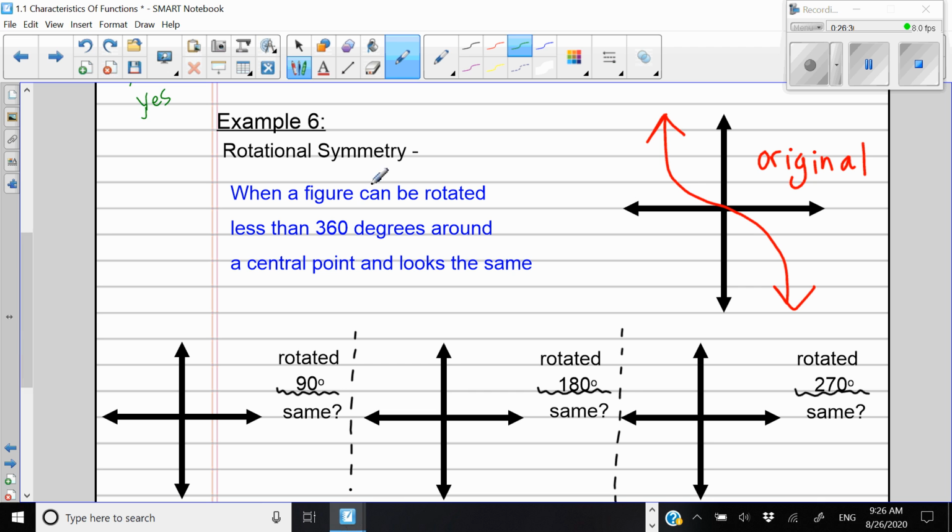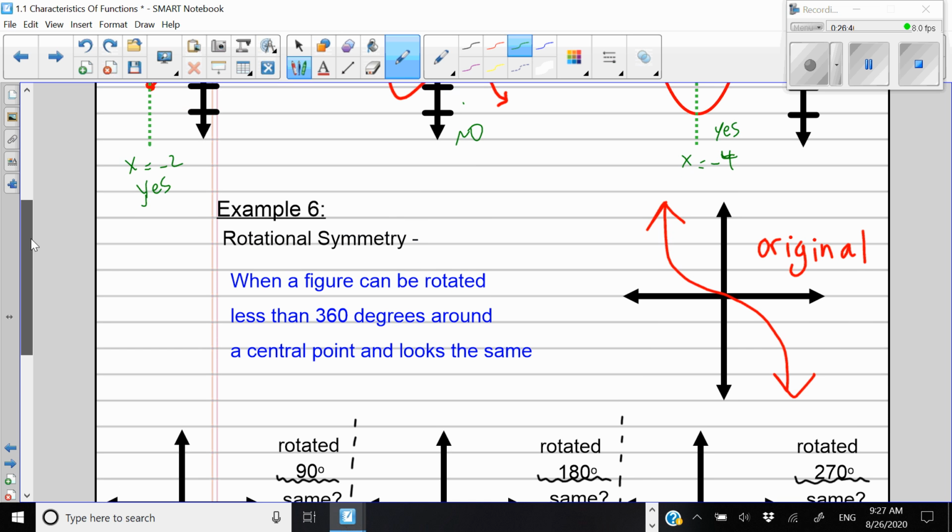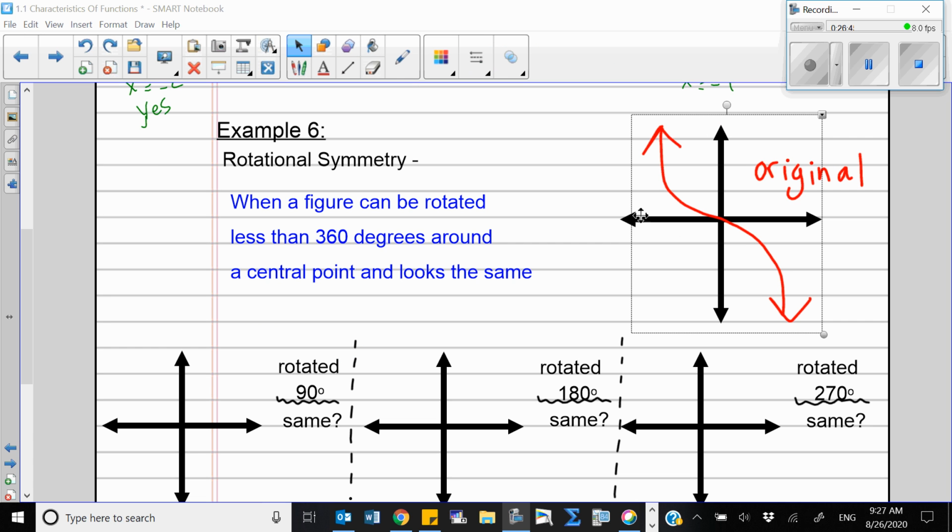Then we have rotational symmetry. That's when a figure can be rotated less than 360 degrees around a central point and looks the same. What does that mean? Let's say this is my original graph. If I try to rotate this graph around a central point like the origin, less than 360 degrees, am I going to have the same shape or not?